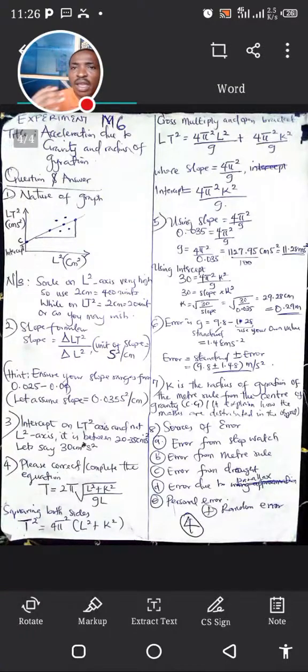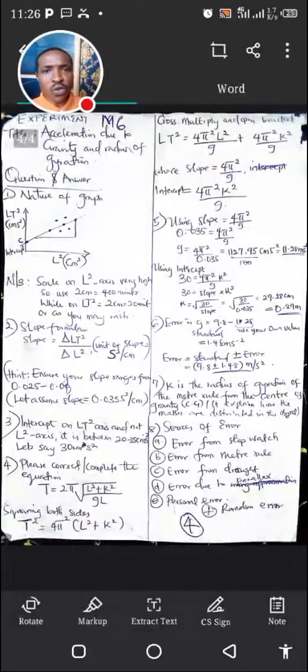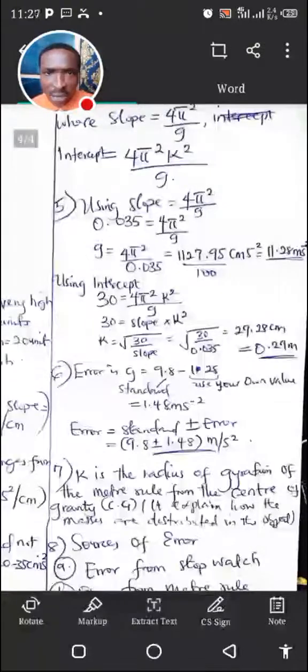Now we're asked to make LT square the subject of the formula, and if you check the equation of a straight line, y equals mx plus c, the y corresponds to the LT square, the x corresponds to the L square that you plotted on the x-axis, and 4 pi square over G corresponds to the slope or the gradient. Finally, the intercept C corresponds to 4 pi square K square all over G. So you can see everything there is in the equation here.